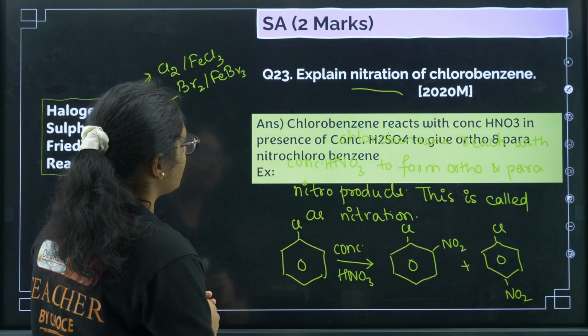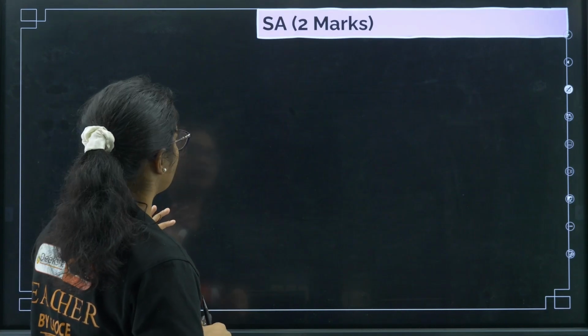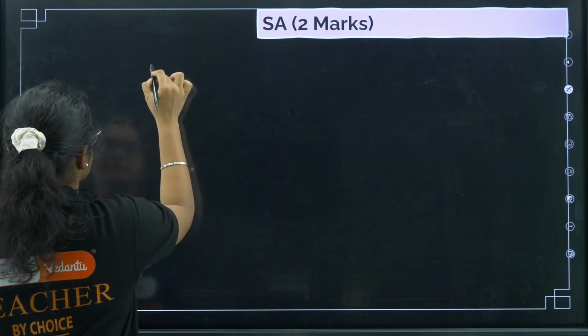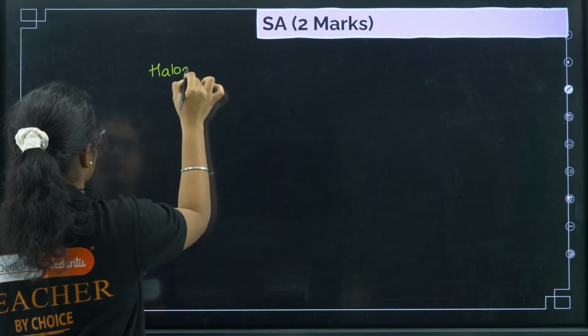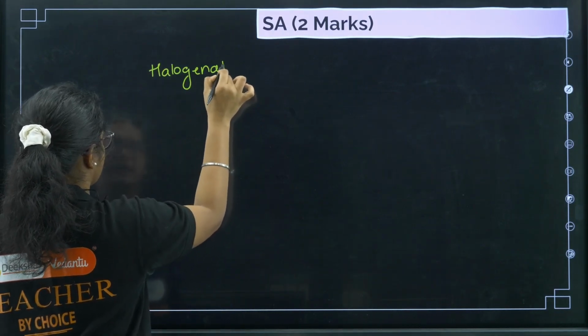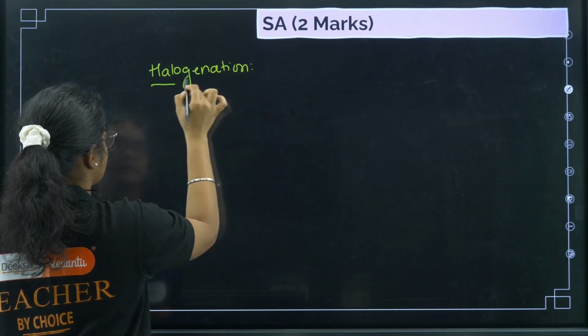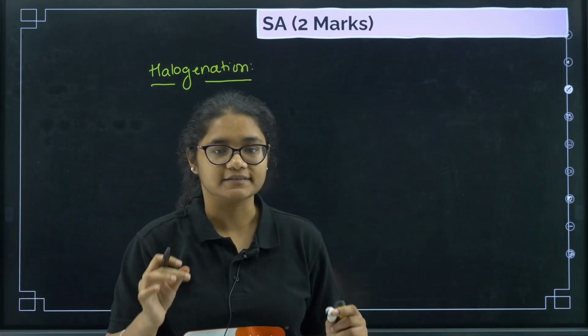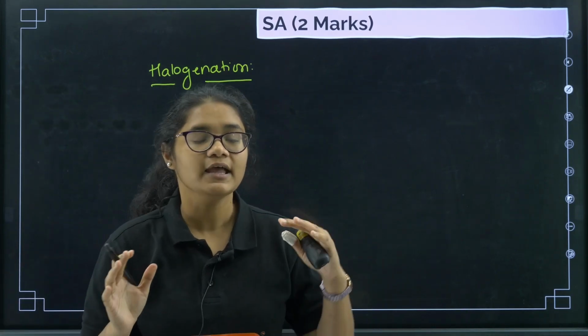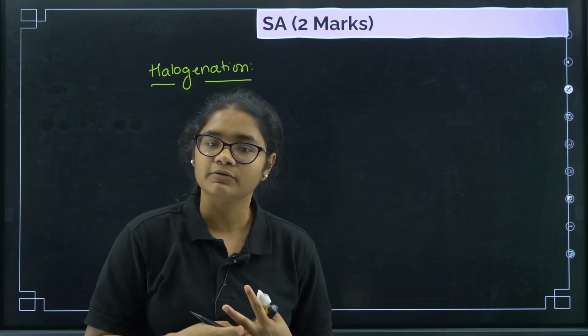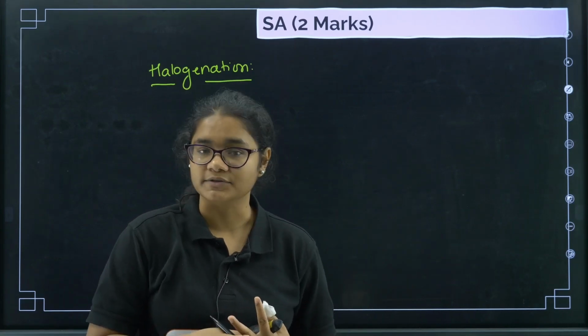Okay, so one second, I'll write in this slide. So for halogenation, the statement will be: chlorobenzene reacts in presence of Cl2 or FeCl3 and/or Br2 in presence of FeBr3 to give you ortho para substituted products.